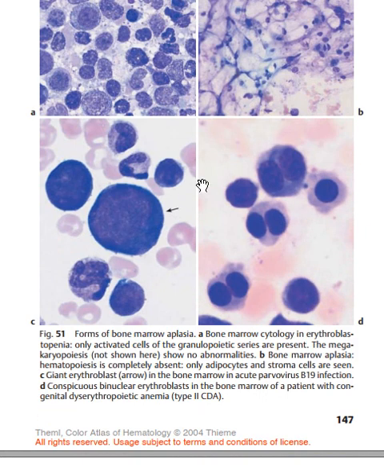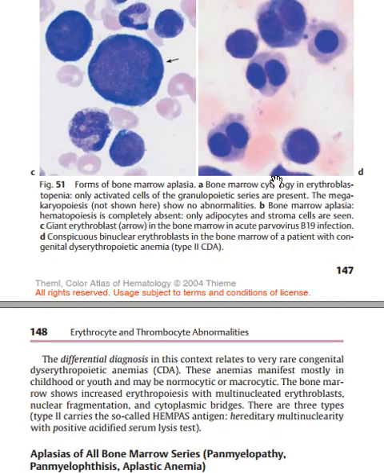Now in diagram C, we can see giant erythroblasts with the arrow here. So these are giant erythroblasts in the bone marrow, in a case with an acute parvovirus B19 infection. You can see giant erythroblasts here. Is it clear? So now in diagram D, you have conspicuous binuclear erythroblasts in the bone marrow in patients with congenital dyserythropoietic anemia. Is it clear? So this is a congenital dyserythropoietic anemia. You're going to have binuclear erythroblasts. This is congenital.